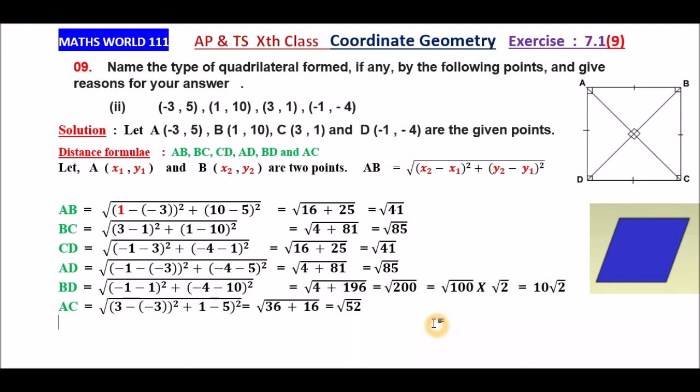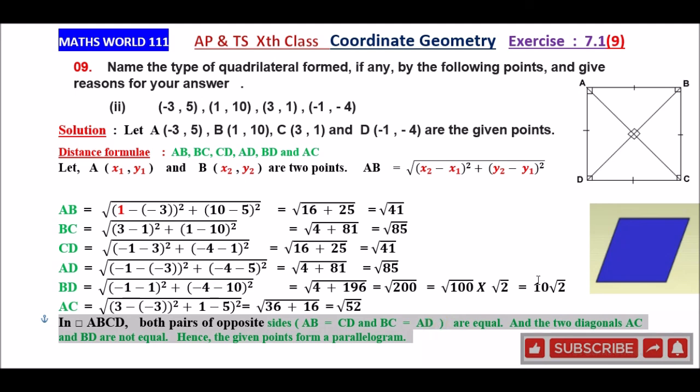Both are different. So in the quadrilateral ABCD, both pairs of opposite sides, AB is equal to CD and BC is equal to AD. Both pairs of opposite sides are equal. And the 2 diagonals, AC is the first diagonal, BD is the second diagonal, AC and BD are also not equal. Just observe, 10 root 2, root 52, not equal. Hence the given points form a parallelogram.